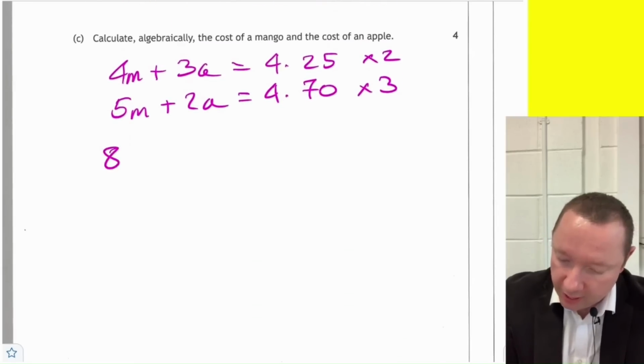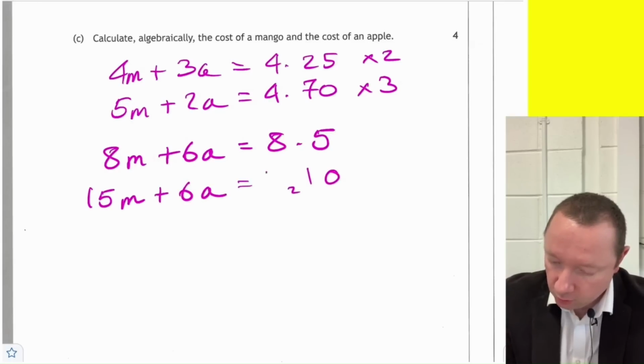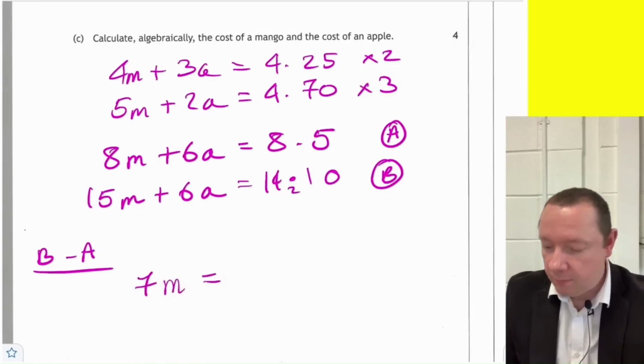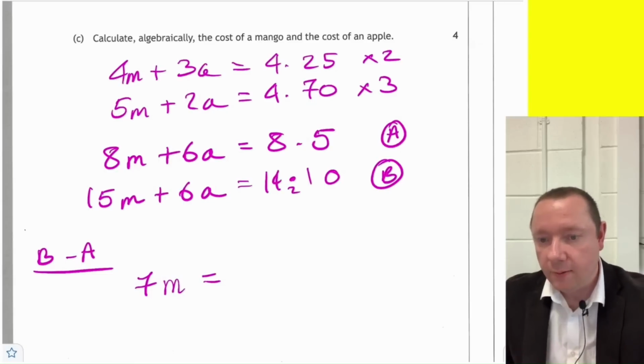So that gives me 8m plus 6a equals 8.5, and it gives me 15m plus 6a equals 3 7s is 21, 3 4s is 12, 13, 14.10. I'll call that equation A and B, and we're going to do B minus A because the signs are the same, and it's easy to do 15 take away 8. 15 take away 8 is 7m, £14.10 minus £8.50. Well, you can just use a calculator for that.